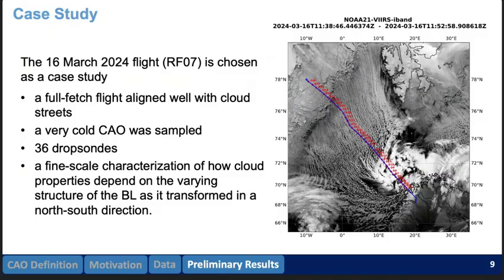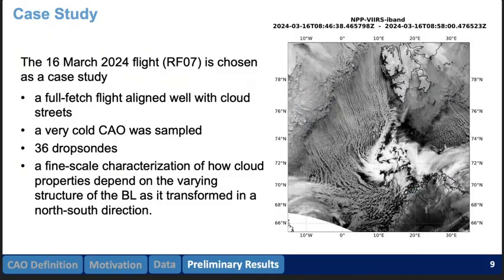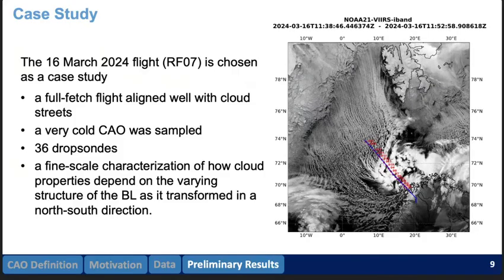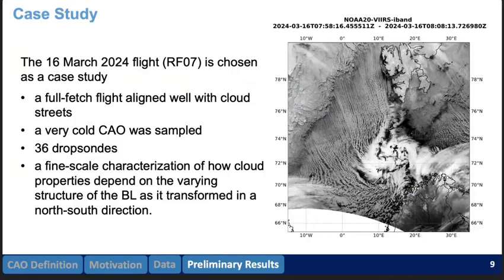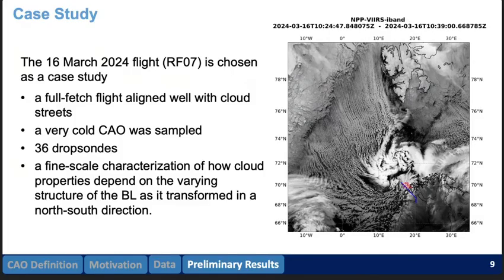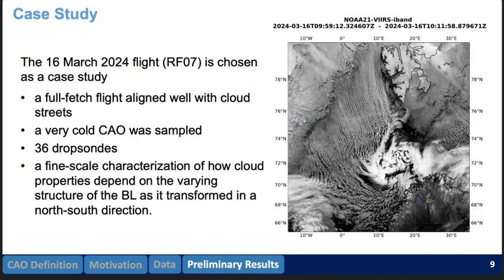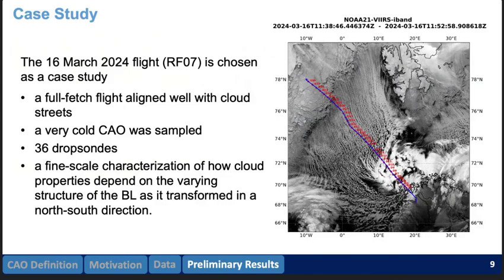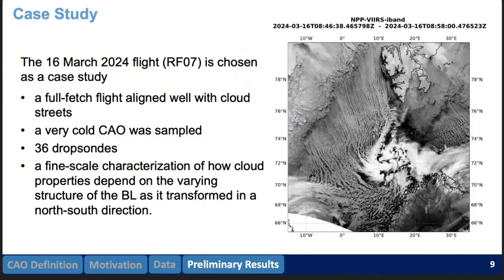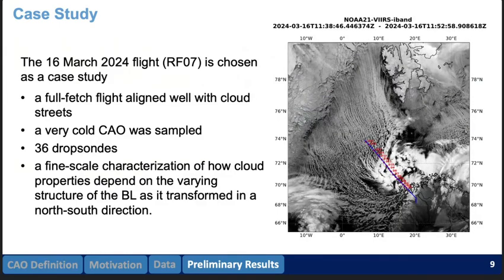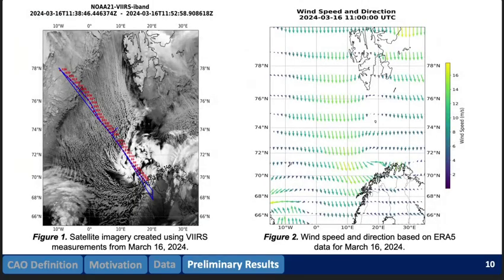We chose this case because it's a full-fledged flight aligned well with the cloud streets, and it also sampled a very cold CAO. It has the most dropsondes, 36, so it provides us a very good opportunity to study how the cloud properties depend on the varying boundary layer structures as it transforms from the north to the south. On the left is the satellite figure, with the blue line showing the C-130 flight track, and the red dots showing each individual dropsonde.